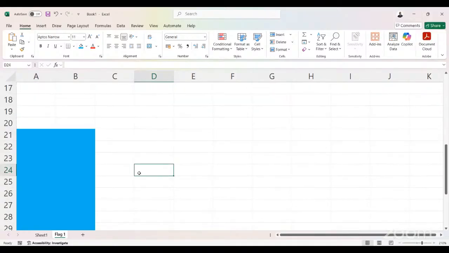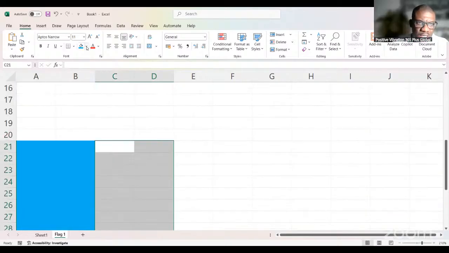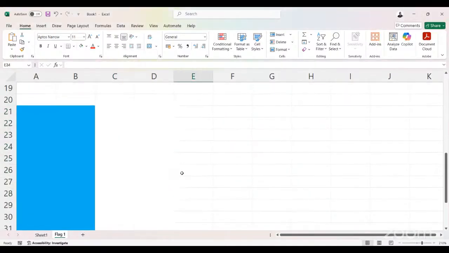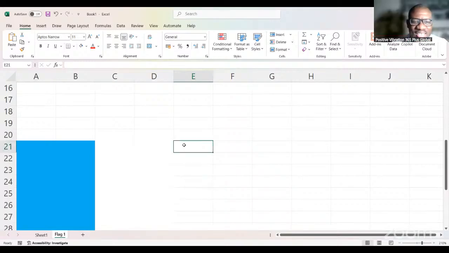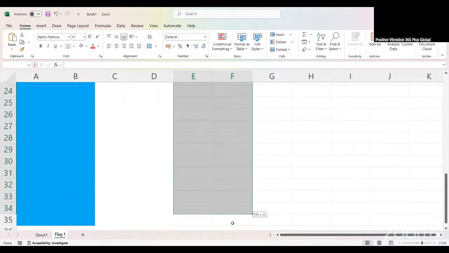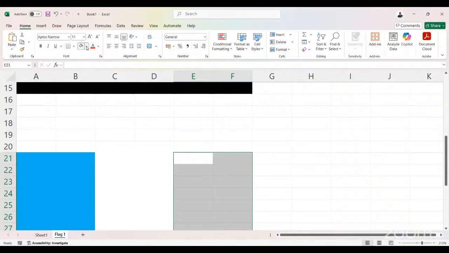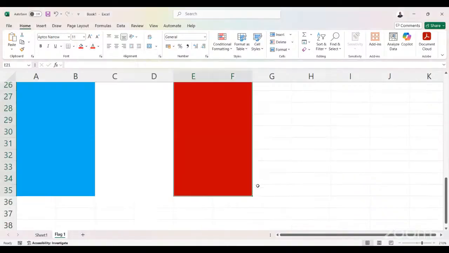So you're going to leave C21 to D35 white, and then you're going to apply red from E21 to F35. Why is this not white? This has a line in it. It needs to be white. See, they know that it's white. And then from E what? E21 to F35. What color should it be? Red. Fabulous. And which flag is that?